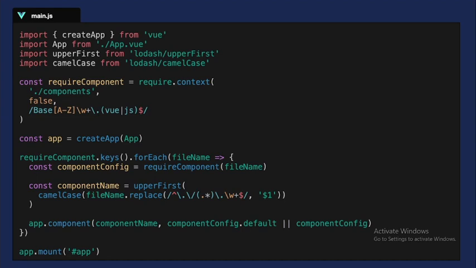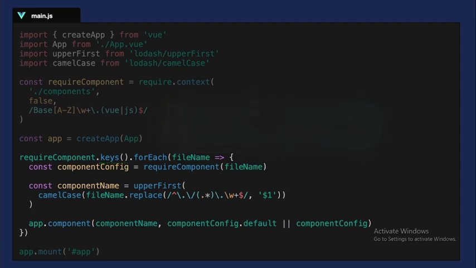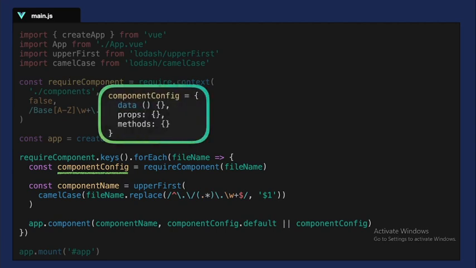Further down into the code, we're going to call the keys function on our require component to get an array of file names, which will contain the route to each of our base components. In our case, the keys function will return this array containing the base input and base select paths. We are going to loop through each of our components in this array. Ready? First, we get the component object by using the file name to extract it from the array.